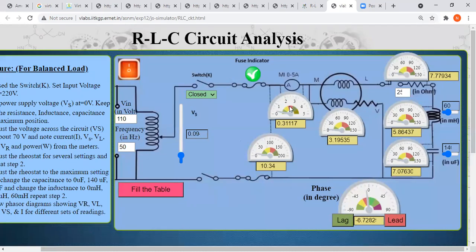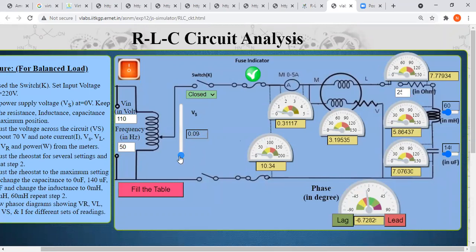This is the scale for the ammeter, this is the voltmeter, this one is the wattmeter. Then these are the resistance, inductance, and capacitance. These are actually the voltages. This 7.77 is the voltage across the resistance. This 5.86 is the voltage across the inductance. This 7.07 is the voltage across the capacitance. So this one is our source supply.